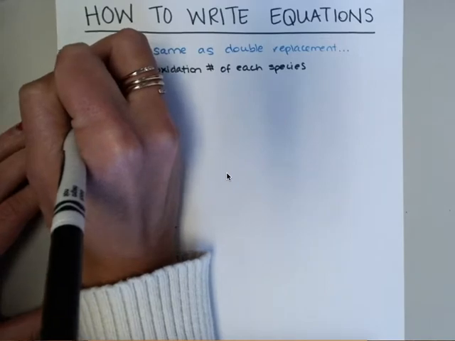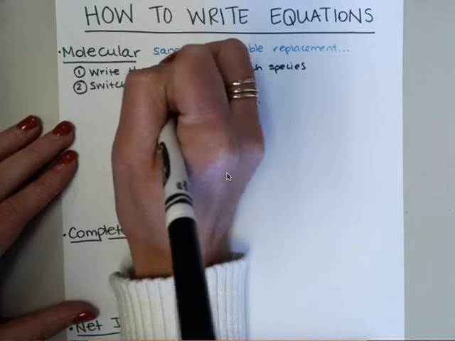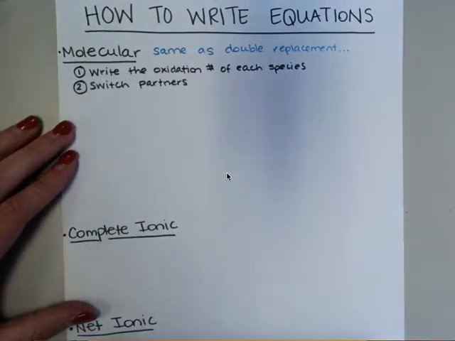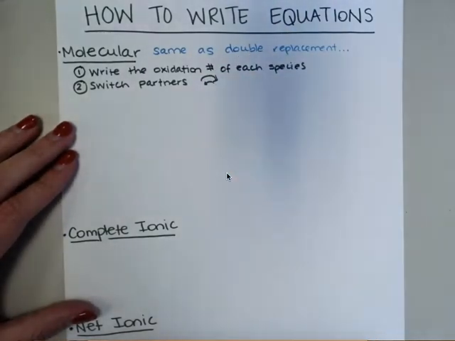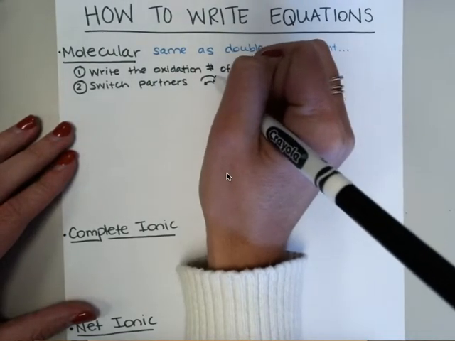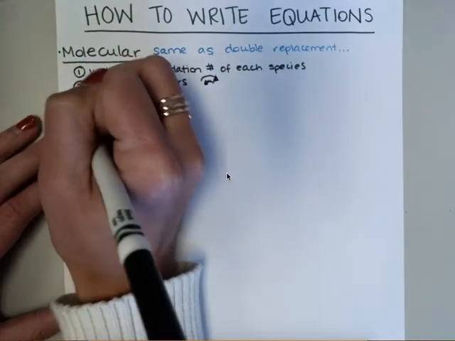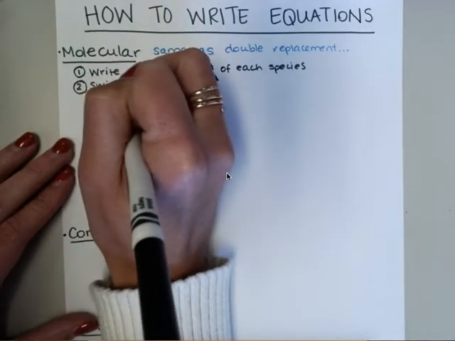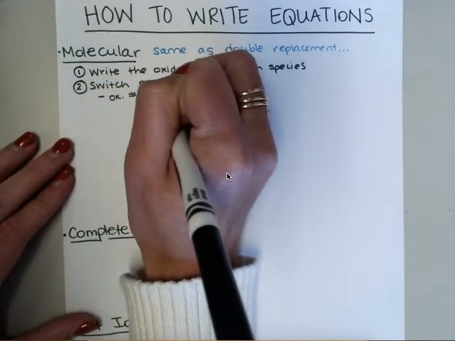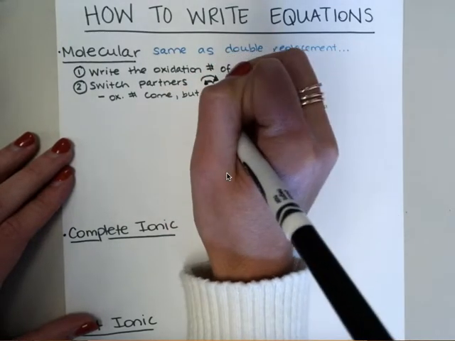Once I have those oxidation numbers, I'm going to switch partners. Cations go with the other anion, and the other cation goes with the first anion. Double rainbow, right? It's outers, inners, just like we did before. After you switch those partners, just remember that their oxidation numbers come to the new side, but not the subscripts.